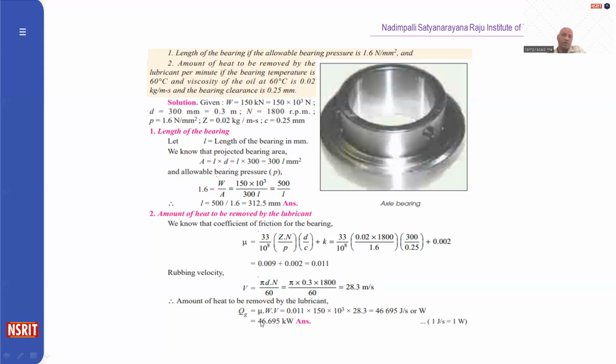Q, the amount of heat to be removed by the lubricant, is equal to mu W V. So mu is 0.011 into 150 into 10 cube into 28.3. That is equal to 46,695 joule per second or watts. That is equal to 46.695 kilowatts.